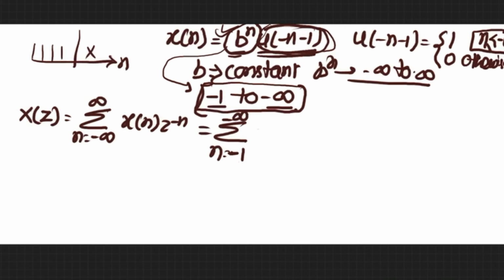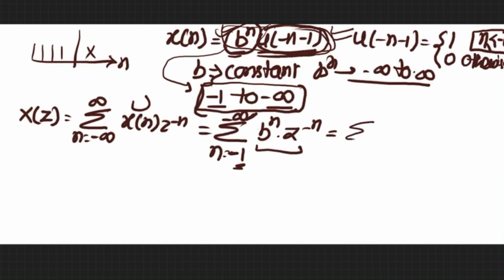The signal x[n] is b to the power n u[-n-1]. But from minus 1 to minus infinity, u[-n-1] is 1, so no need to write it. The rest of the signal is z to the power minus n. Now we can simplify this equation by combining these both terms, so we get the summation from minus 1 to minus infinity of (b z inverse) to the power n.